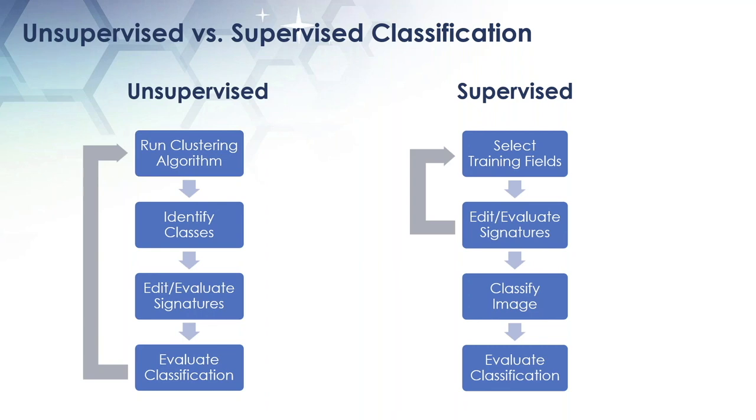For the supervised method, which we'll do on Thursday, we first have a set of ground truth data or training sites where we know what the land cover type is in that location on the ground. The computer then uses this information to group the pixels or objects into the same classes according to that information. Then we can evaluate the signatures, classify the image, and run an accuracy assessment on the image.